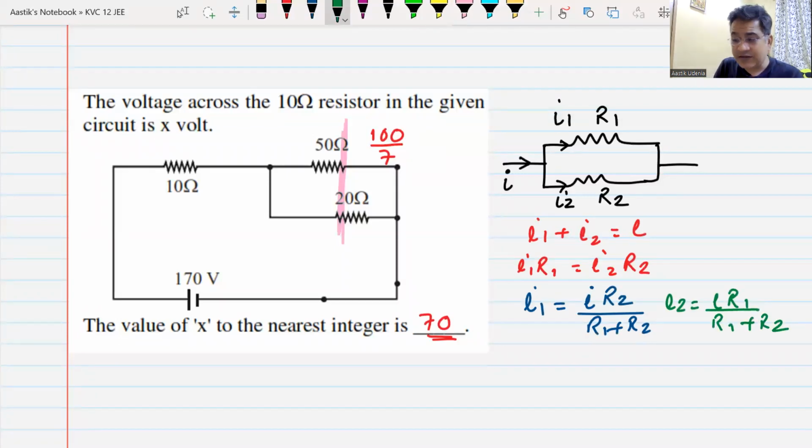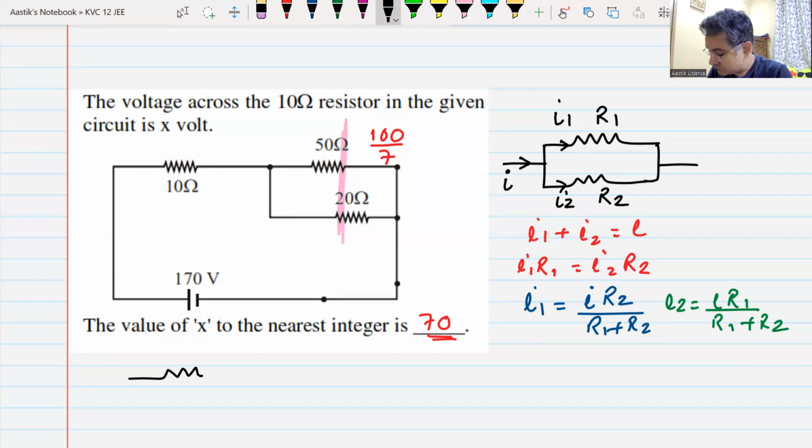So basically, what we understand from here is, when the current divides in parallel branches, it divides in inverse ratio. That means the branch which has more resistance will get less current, and the branch which has less resistance will get more current. But if I replace resistors by capacitors and current by charge, the charge on the capacitor is directly proportional to the capacitance. Do we remember this? Charge divides in direct ratio of capacitance. Current divides in inverse ratio of resistance.